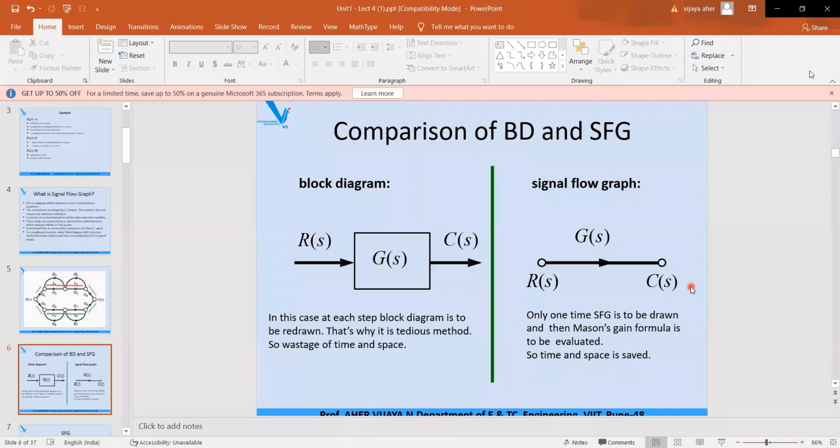So only one time the SFG is to be drawn and Mason's gain formula is to be evaluated. Here, in the block diagram, at each step the diagram is to be drawn or redrawn. That's why it is a tedious method and a wastage of time and space. Now, what is the use of the SFG? Only one time the SFG is to be drawn and then Mason's gain formula is to be evaluated. I am going to explain how to evaluate gain by using Mason's rule. There is a standard equation, so we'll see that. Time and space is saved. This is the advantage of the signal flow graph.